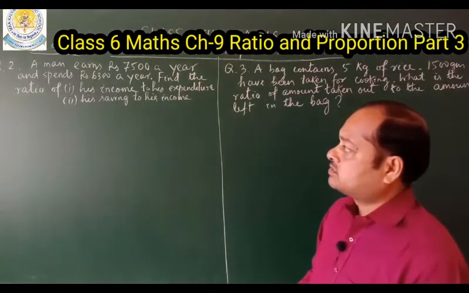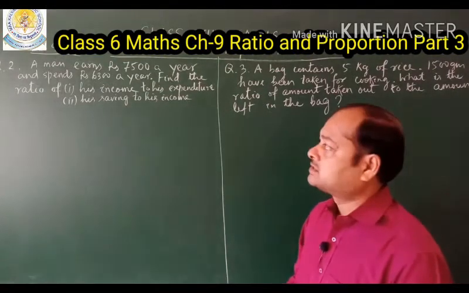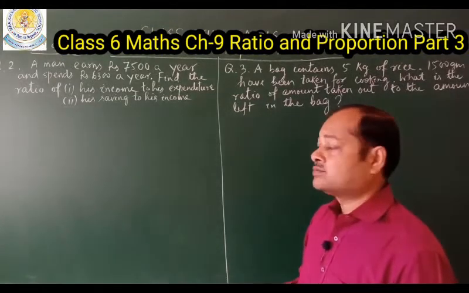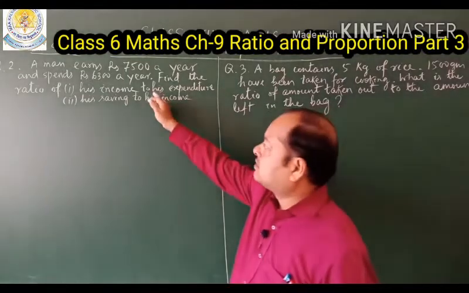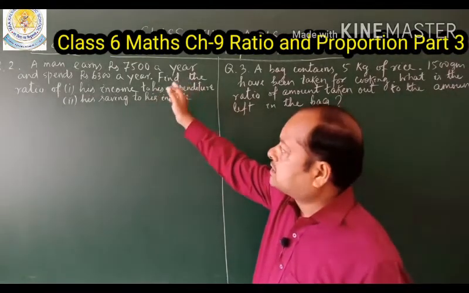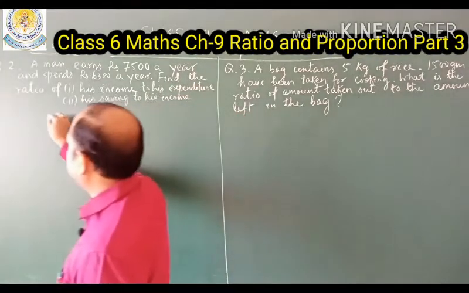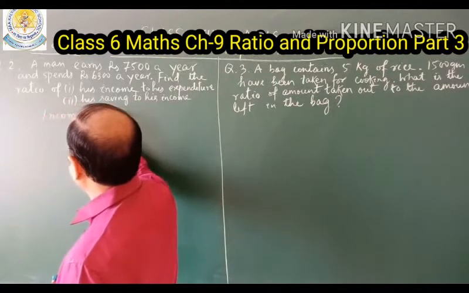Find the ratio of, there are two parts given in the question, that is his income to his expenditure and his saving to his income. Okay, so the first question is his income to his expenditure. Already in the question the income and the expenditure are given, so write income equal to how much?